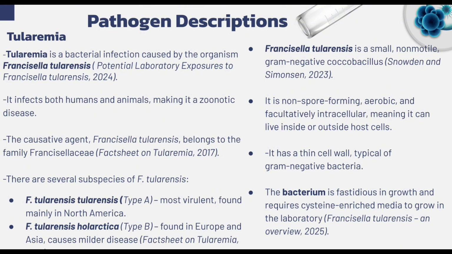Francisella tularensis is a small, non-motile, gram-negative coccobacillus. It is non-spore forming, aerobic, and facultatively intracellular, meaning it can live inside or outside host cells. It has a thin cell wall, typical of gram-negative bacteria. The bacterium is fastidious in growth and requires cysteine-enriched media to grow in the laboratory.